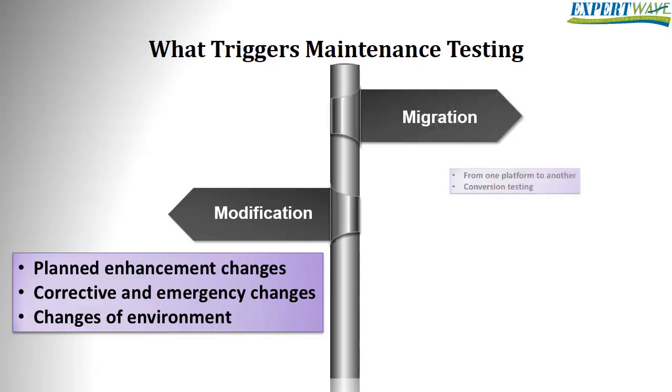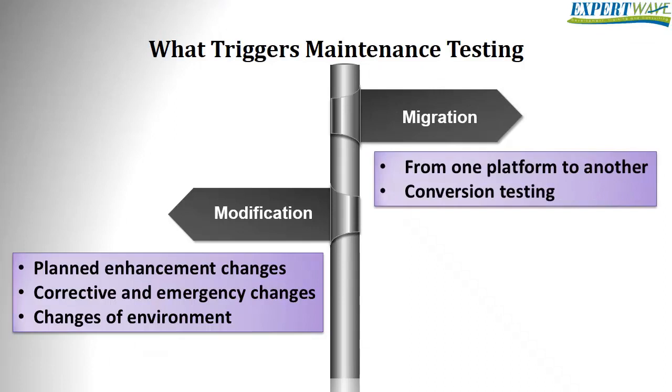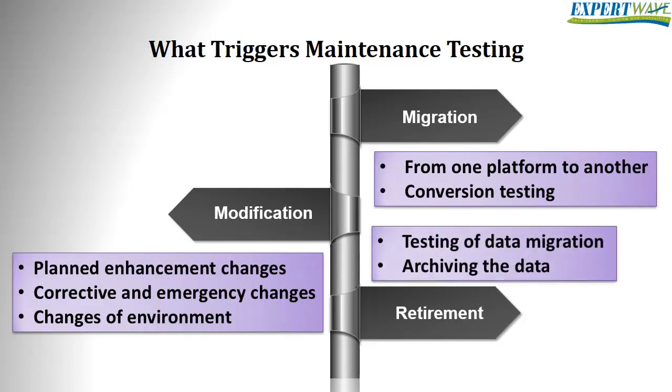Maintenance testing could be triggered by migration, which is moving the system from one platform to another. This should include operational tests of the new environment as well as of the changed software. Migration testing or conversion testing is also needed when data from another application will be migrated into the system being maintained. Maintenance testing for the retirement of the system may include the testing of data migration or archiving if long data retention periods are required. So maintenance testing is triggered by modifications, migration, or retirement.